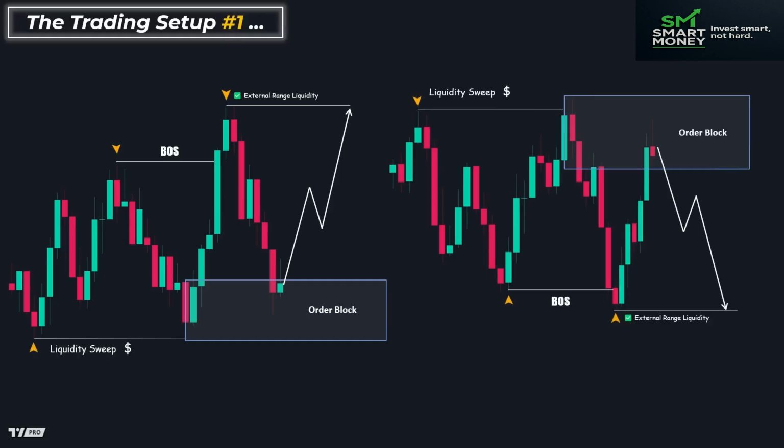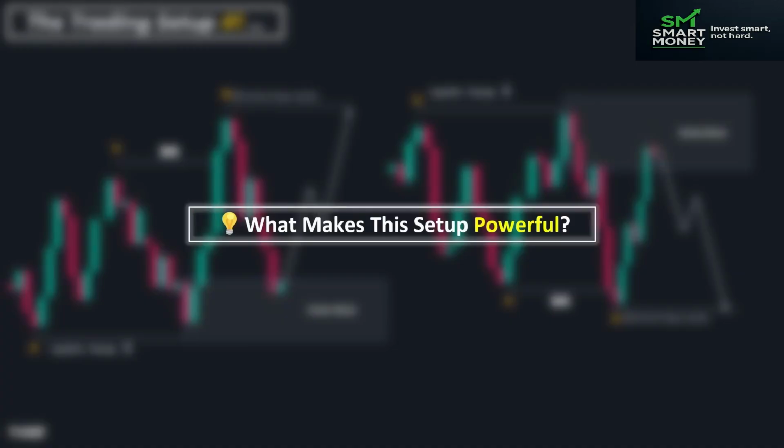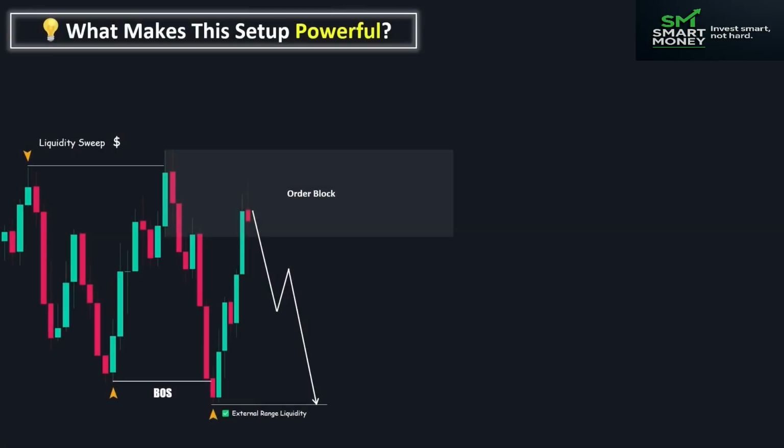Here, the setup plays out when price revisits an area where buy-side liquidity has already been swept, such as the highs of a key supply zone or a cluster of equal highs. A swift rejection from that level sets the stage for a drop, confirming the continuation of the bearish trend. Now you might ask, what makes this setup powerful? The logic behind this setup is simple, but very strong.